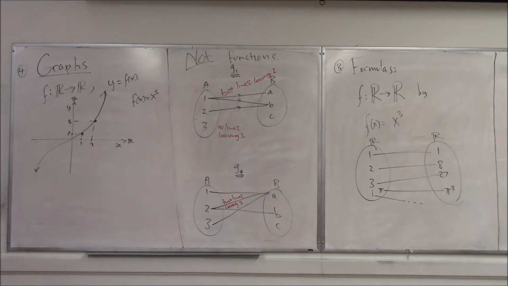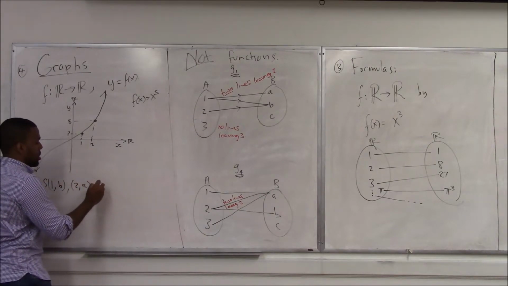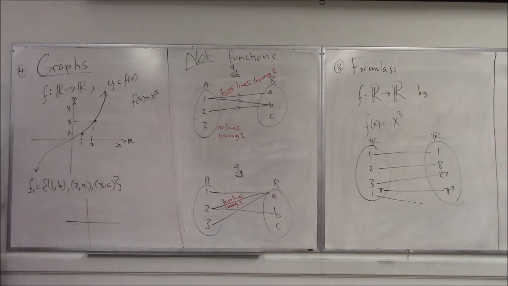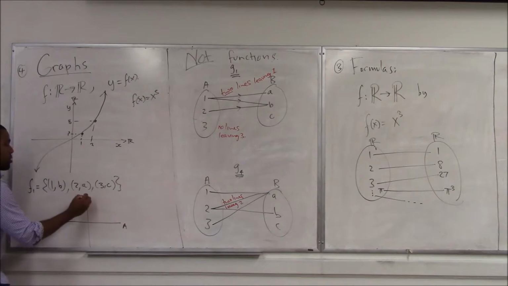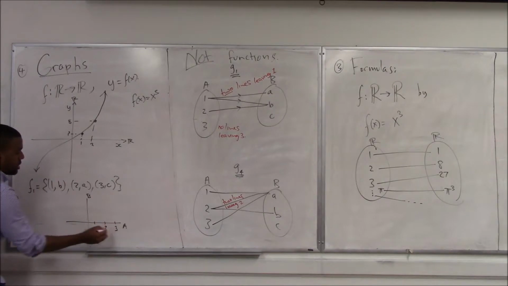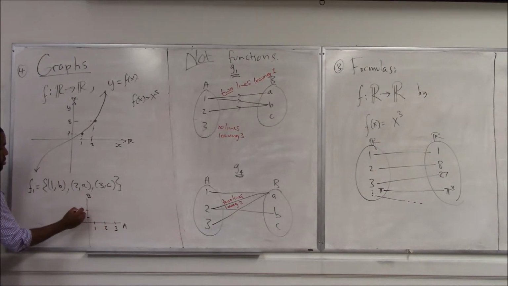So that's a picture that gives us a graph. We can also plot things like F1, where we have 1, B, 2, A, 3, C. I can use this to represent the elements that come from A, the elements that come from B, and I would have 1, 2, 3, and here I put A, B, C. 1 goes to B, 2 goes to A, 3 goes to C, and that would be a graph of that function. So it's just a pictorial representation.